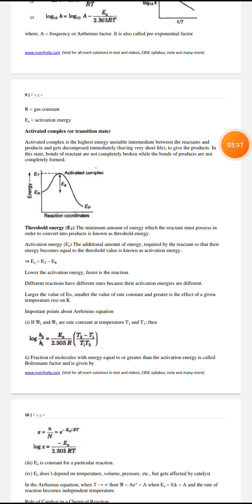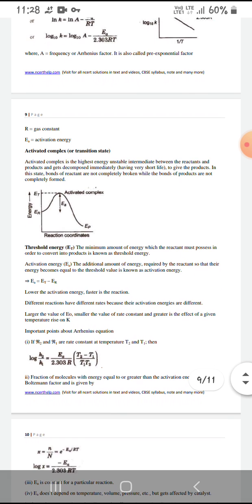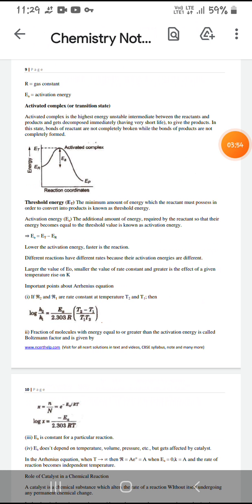And next is threshold energy. The minimum amount of energy which the reactants must possess in order to convert into products is known as threshold energy. Activation energy is the additional amount of energy required by the reactants so that their energy becomes equal to the threshold value. So Ea equals ET minus ER. After that, important points about the Arrhenius equation.